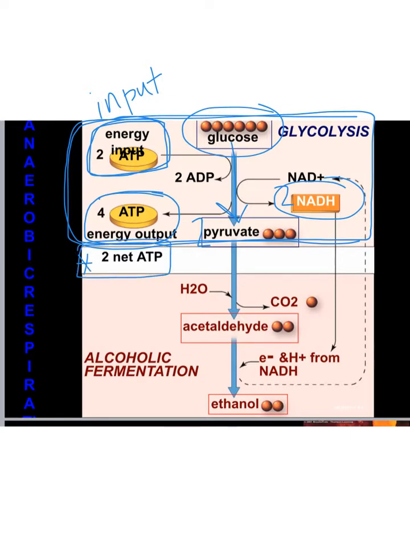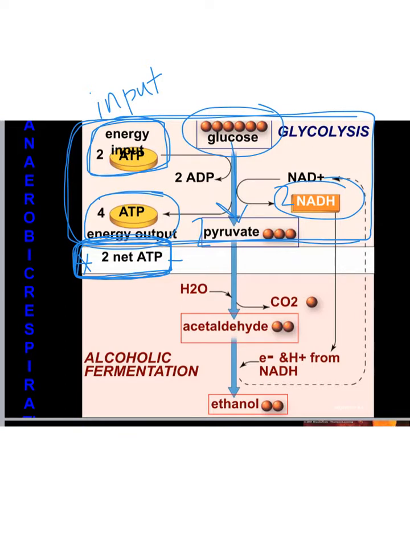It's sort of like if you had a yard sale and you made $100, but you had to spend $25 to buy all your supplies for the yard sale, you only netted $75. You only came out positive $75. So that's what happens here. We had to put in 2 ATP to get the reaction going. We made 4, but our net, what we actually gained, was only 2 ATP. So that's true of glycolysis for aerobic and anaerobic respiration.